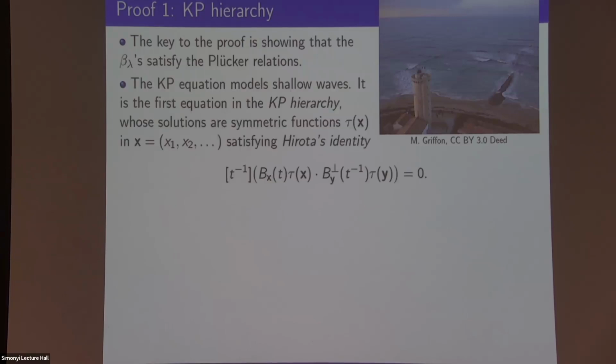The way we did that was using a connection we've heard about a couple of times in the past few weeks, which is the connection with the KP hierarchy. The KP equation is a PDE modeling shallow water waves like these waves here. It's the first equation in a system called the KP hierarchy, and its solutions can be, in a certain system of variables, expressed as symmetric functions tau in the variables x sub i, which satisfy some identity called Hirota's identity.